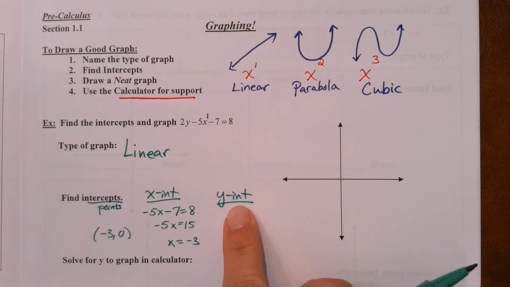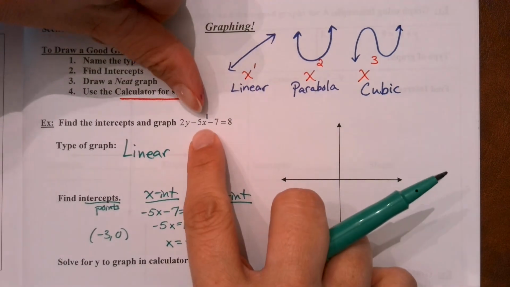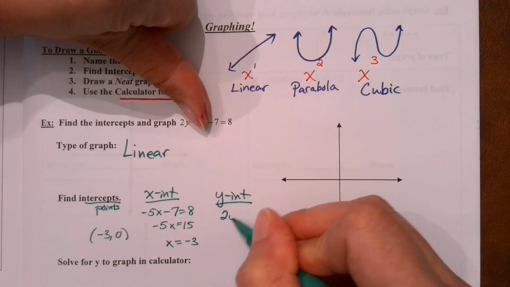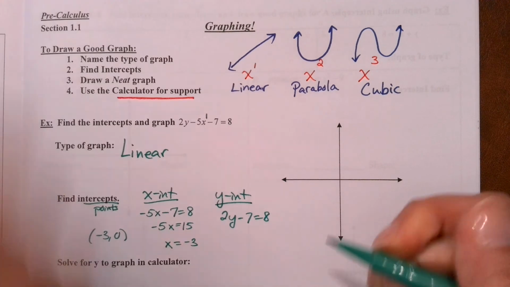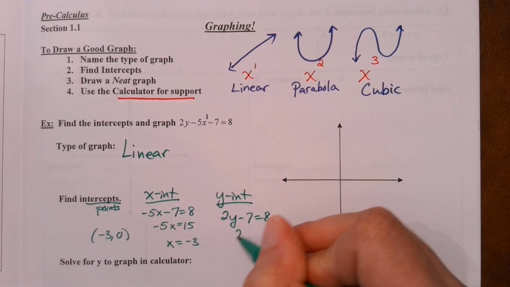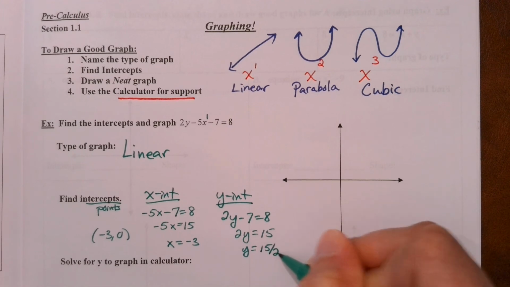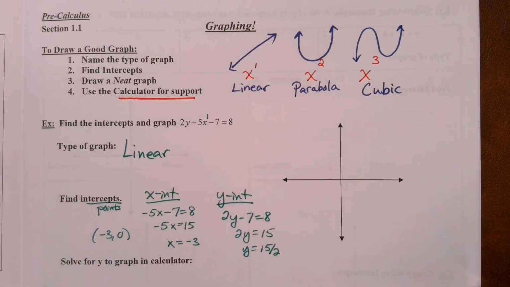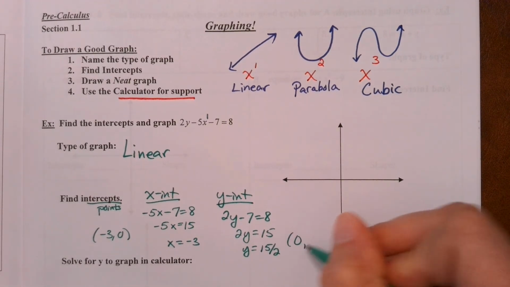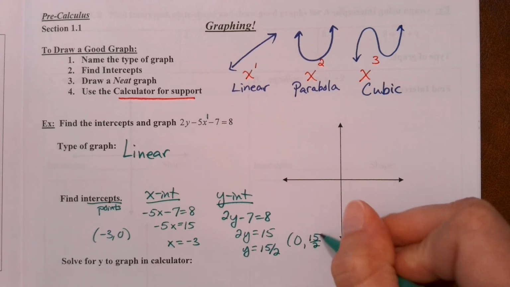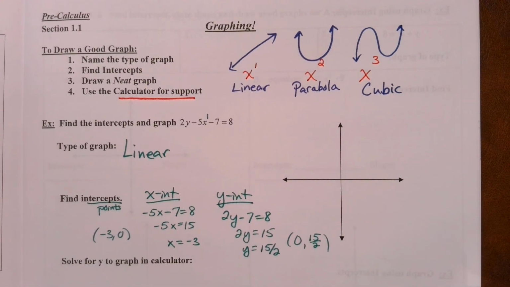Let's find the y-intercept. To find a y-intercept, I'm going to let the x value be 0. 2y minus 7 equals 8. Add 7, that makes 15, and the y value is 15 halves. I'm not going to write it like that, though. I'm going to say 0, 15 halves. There's nothing wrong with a fraction.